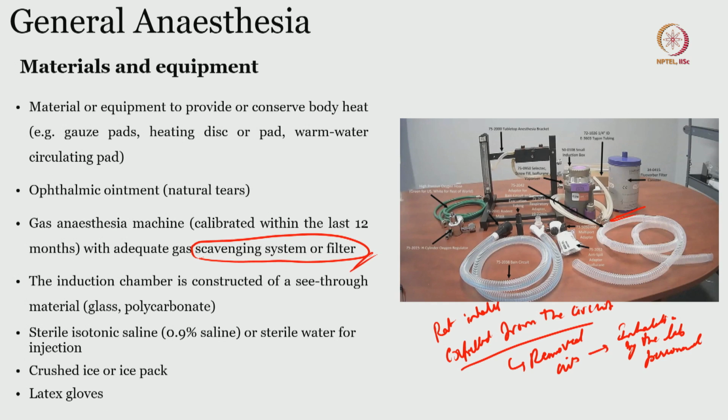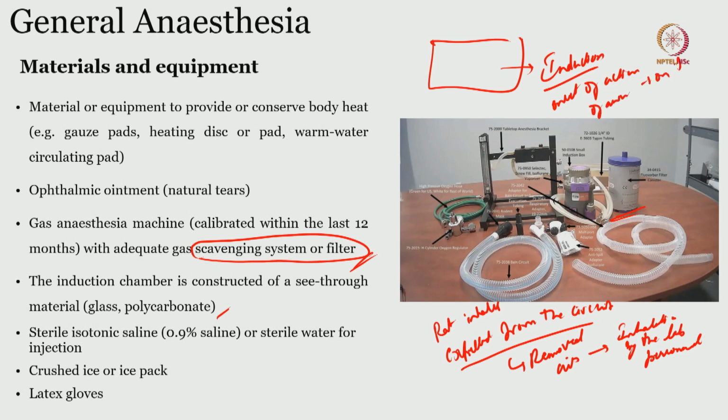And then you have the induction chamber, which is constructed of a see-through material, such as glass or polycarbonate. Before we transfer the animal into the stereotactic apparatus or the surgical system where the actual tubing of the anesthesia delivery machine is installed, you need to have an induction chamber where the induction of anesthesia happens. The term induction is the onset of action of these anesthetic gases on the central nervous system.